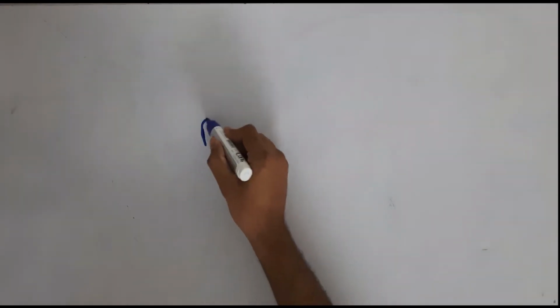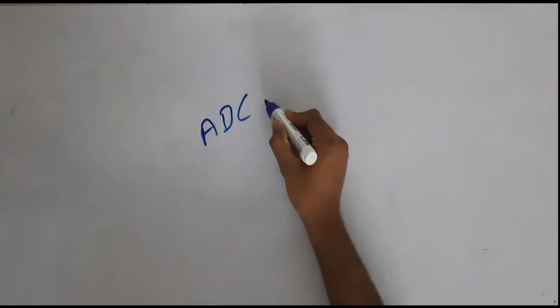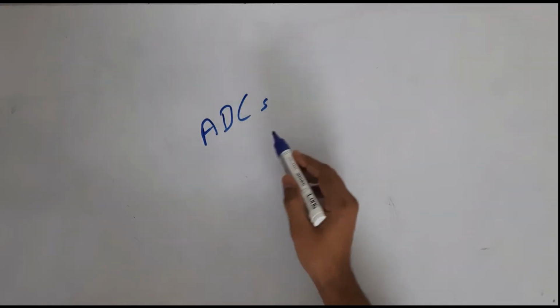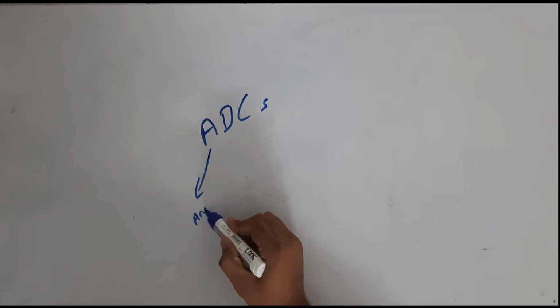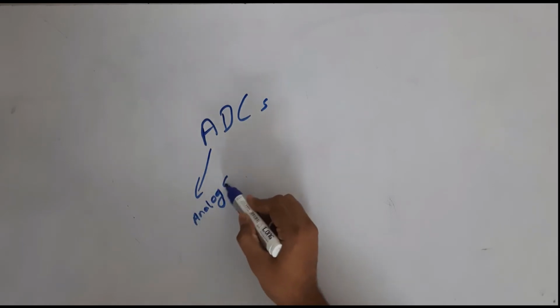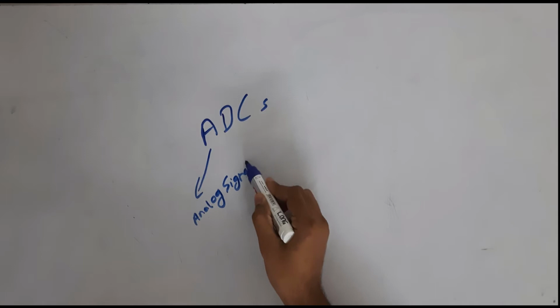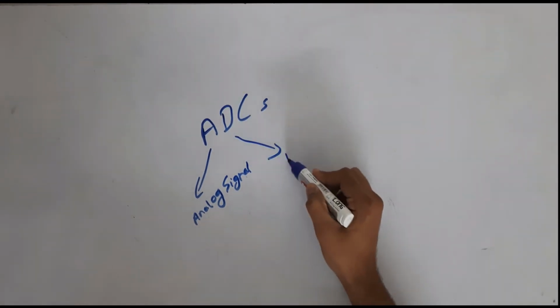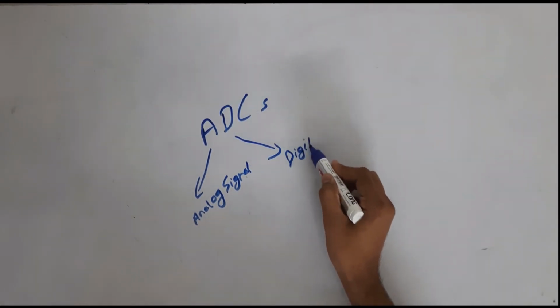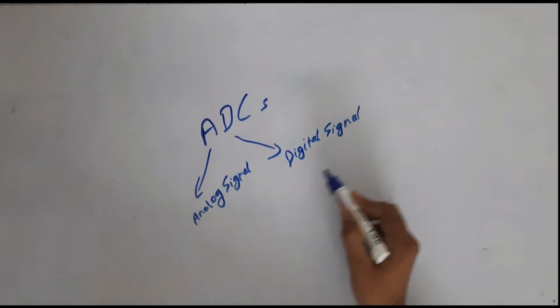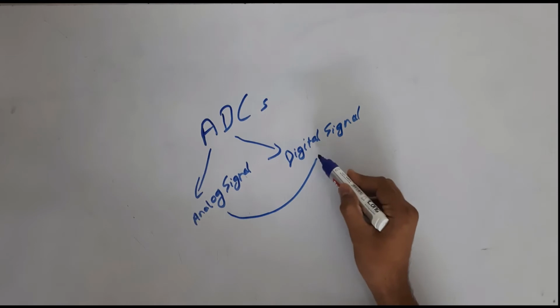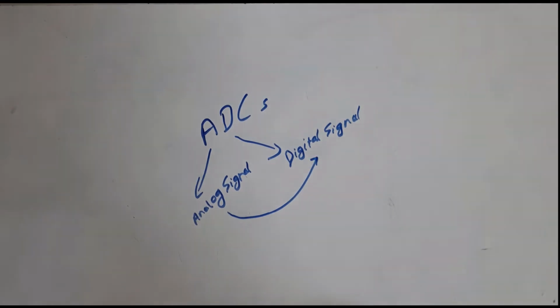Today we will start a video series on analog to digital converters, ADCs. In this series we will understand what is an analog signal, what is a digital signal, and how we can convert an analog signal into a digital signal.